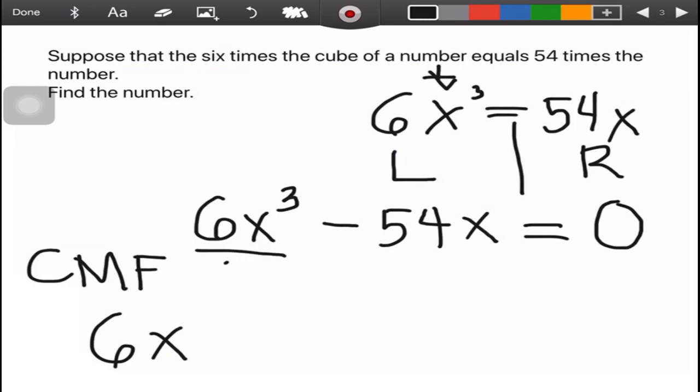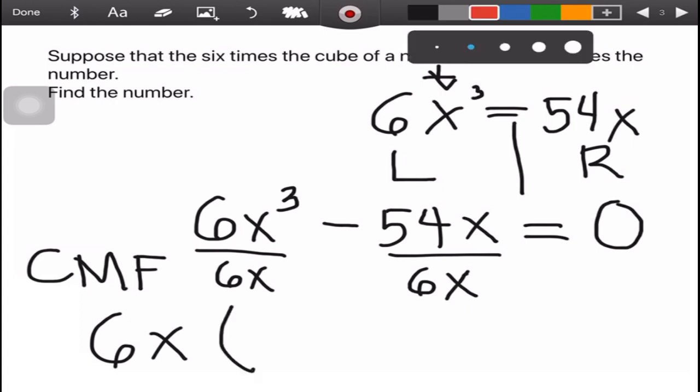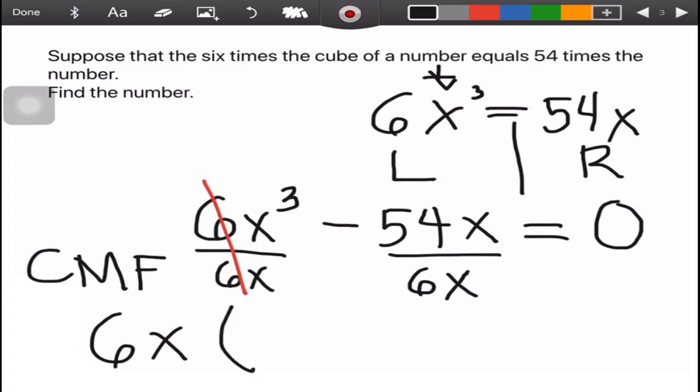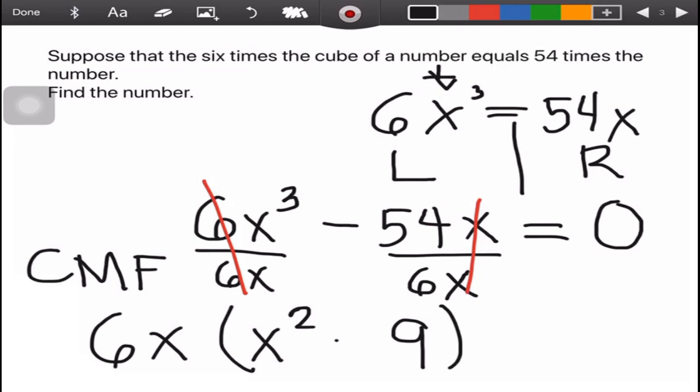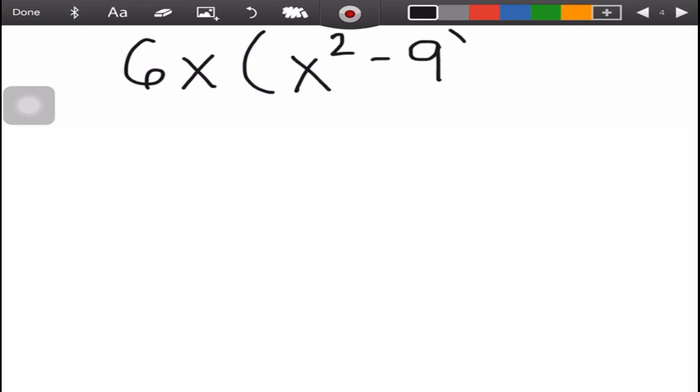So we will divide this one by 6x and then 6x. 6 divided by 6 will become 1. And then x cubed divided by x will be x squared. We just subtract the exponent. And then 54 divided by 6 is 9. And then x divided by x will become 1. And then let us copy the sign of the given. So now we have 6x times the quantity x squared minus 9.